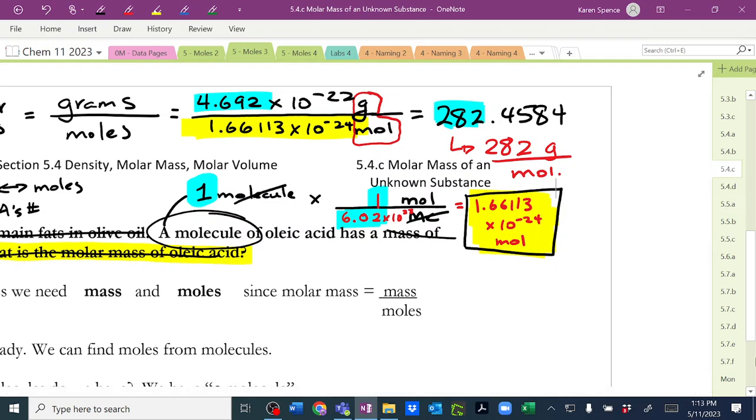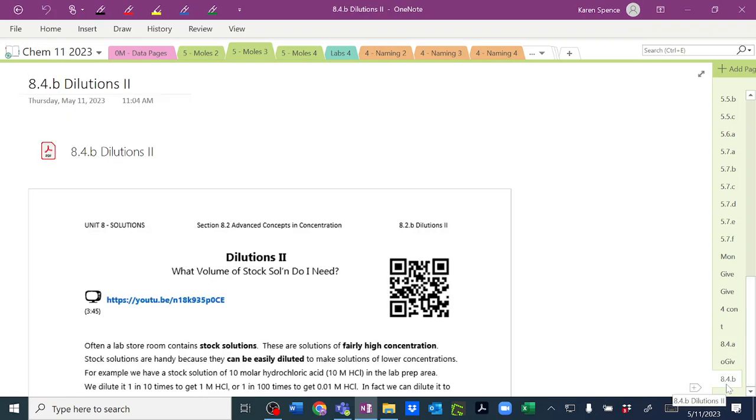Okay, let's go to dilutions 2 now, the one you just picked up from the front. If you didn't pick it up, it is on the corner of the desk here.